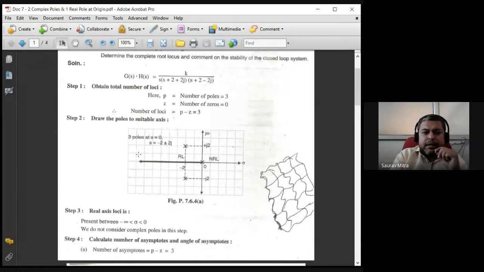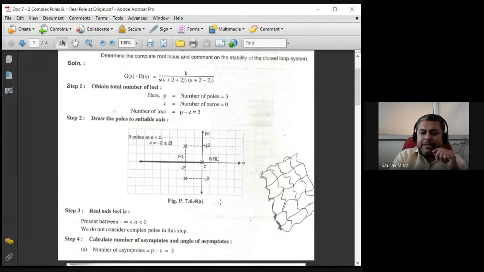Step 2, you have to draw the pole-zero plot, because you now have to mark the real axis root locus, and you have to give the logic. Take any point between 0 and minus 2, look at its right side, you will find P plus Z is equal to 1, which is an odd number. Hence, 0 to minus 2 will be real axis root locus.